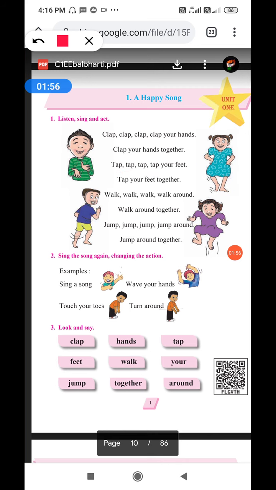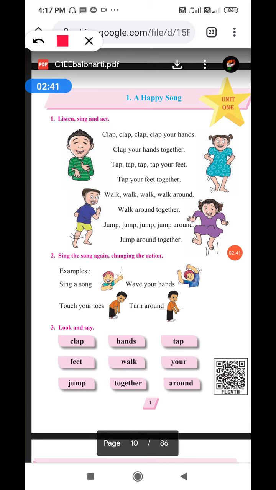What is this boy doing around? Yes, he is walking. Look at his face. He is smiling. Yes, he is smiling and he is walking. Means he is happy. So walk, walk, walk, walk around together. And what is this girl doing here? Even she is happy. She is jumping. So, jumping means kudna. Jump, jump, jump, jump around together.